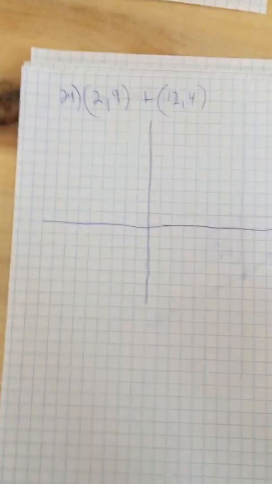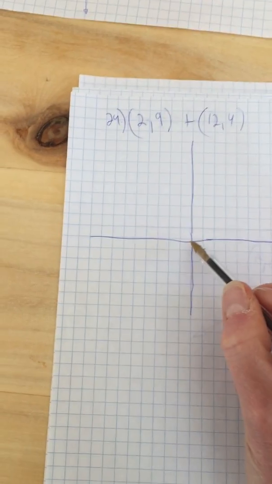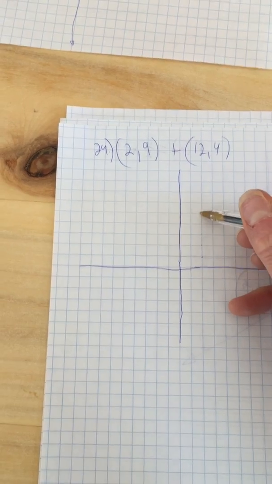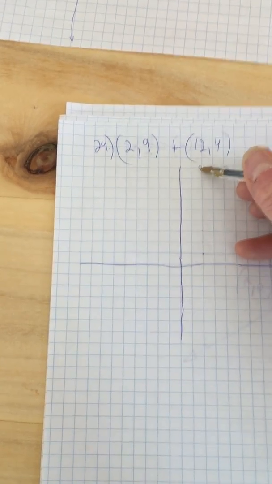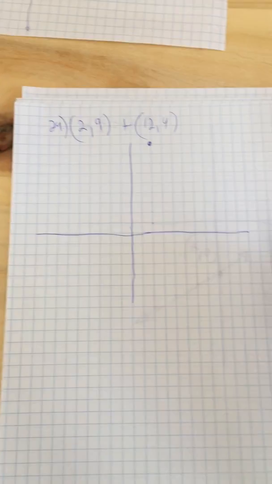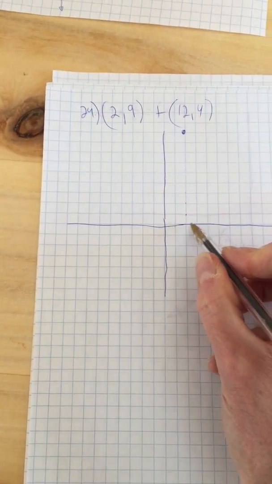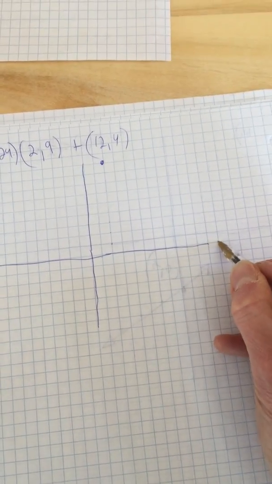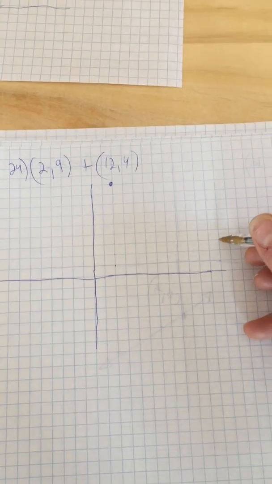I need to do some subtraction. I don't even really need to draw this and graph it, but really you would go 1, 2 over and up 9, so 1, 2, 3, 4, 5, 6, 7, 8, 9. And then the second one is 12, 4, so 1, 2, 3, 4, 5, 6, 7, 8, 9, 10, 11, 12. And then 1, 2, 3, 4. So that is going to be like this.